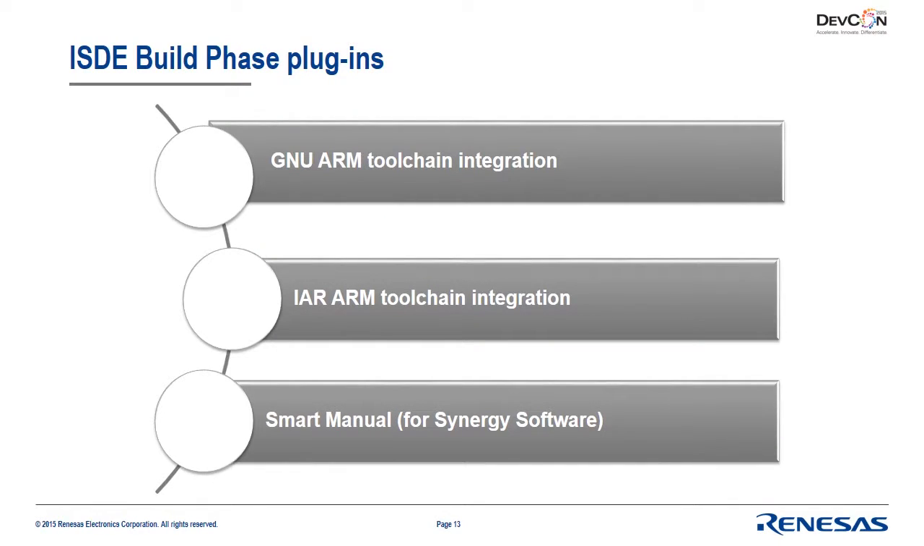For the build phase, it's mainly integrating the two tool chains that we're using right now. One is the GNU ARM tool chain, which obviously is a very common compiler tool chain for the ARM platform, and we also made sure that the IAR compiler integrates well, because we have a very close relationship with IAR. They support all our other architectures, both from the older NEC side as well as from the Renesas side, so we were working with them very closely. And the other thing is the smart manual, which, for Synergy software modules, helps you avoid going through all the lengthy documentation. I'll show you later how that works.